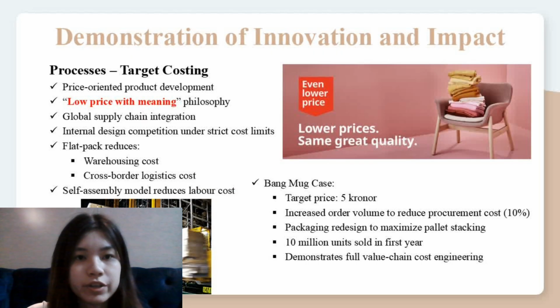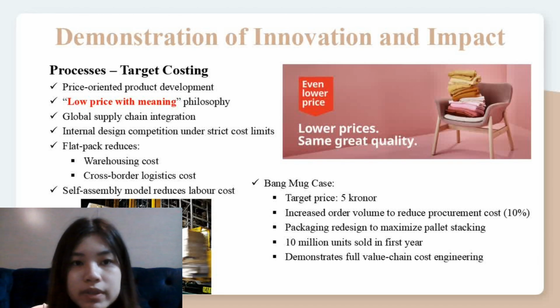Besides that, IKEA operational processes show how target costing turns cost management into strategic innovation across the entire value chain. IKEA starts with a target selling price based on what customers can afford, adhering to the philosophy of low price with meaning. They select global manufacturers capable of mass production at low cost, ensuring efficiency without sacrificing quality. Designers compete internally to balance functionality and aesthetics while staying under strict cost constraints. The flat pack design reduces warehousing and cross-border logistic costs, while the self-assembly model lowers labor costs.